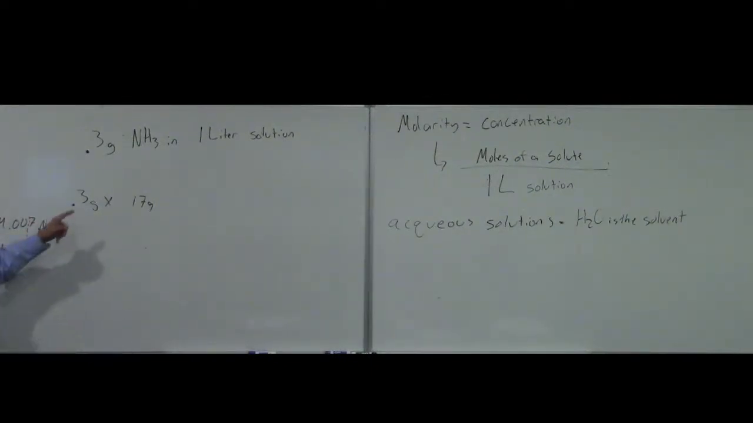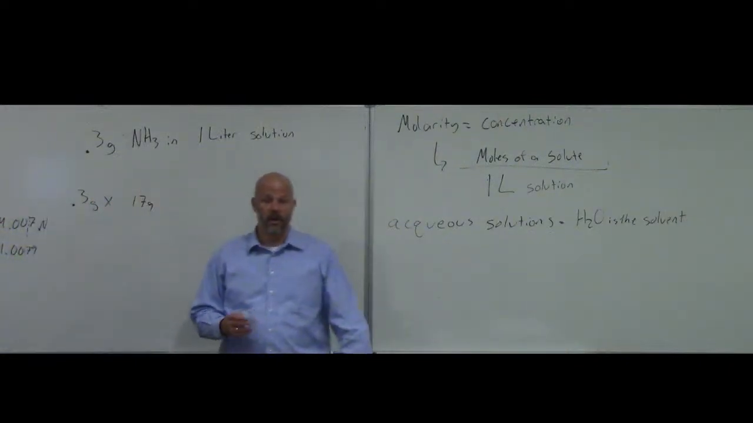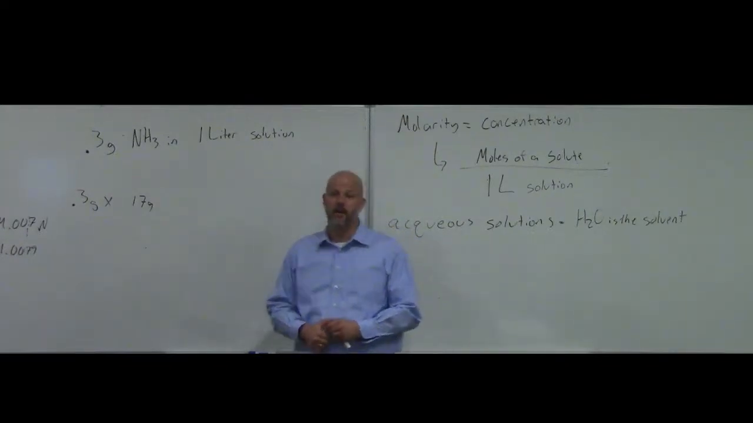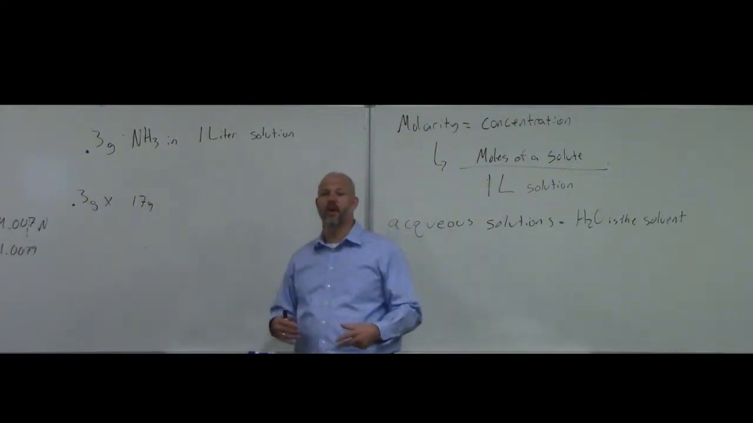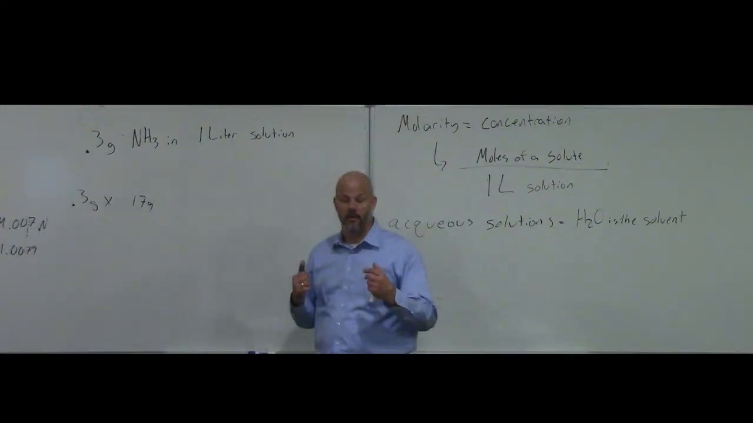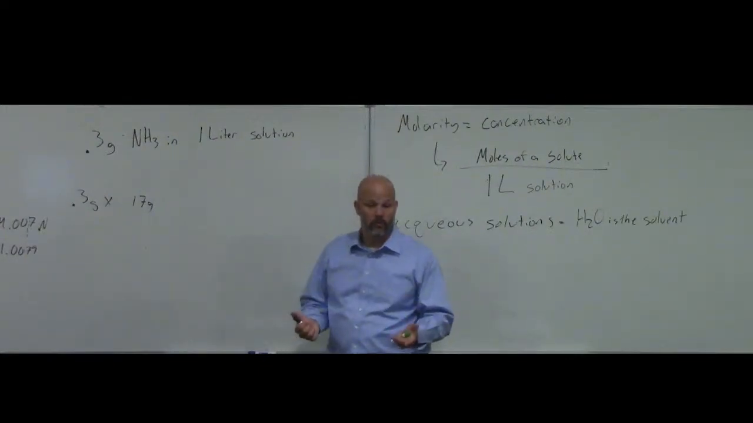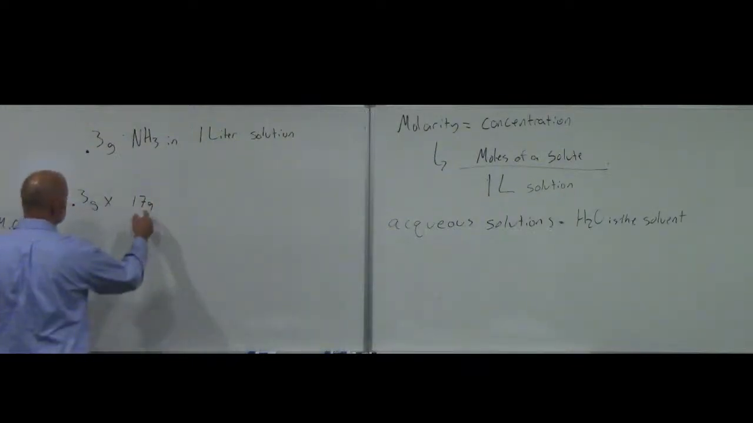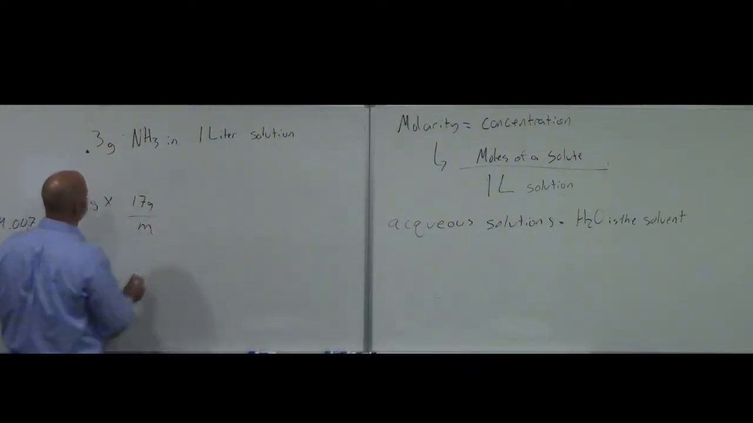Grams, well, right, this number is grams per... he just gave me, he said, you know, your atomic number for nitrogen is 14 and your atomic number for hydrogen is 1, but you got 3 of them, so that's 17 grams per mole, right? Because we're looking at molar mass here. So 17 grams per mole.